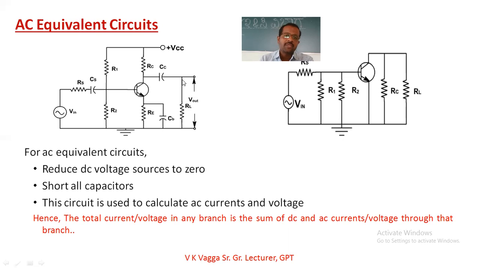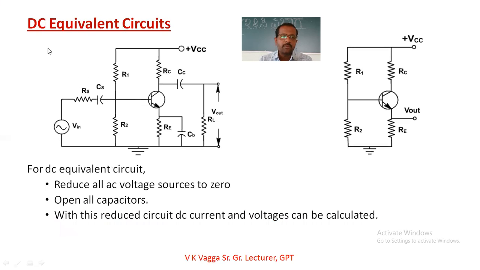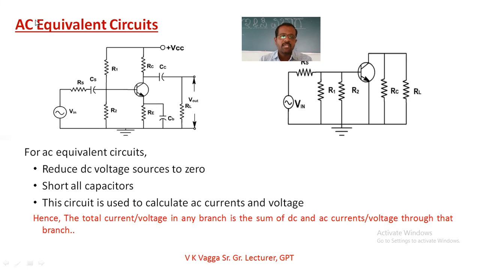Understood? It's very simple to remember. If you want to obtain the DC equivalent circuit, all the AC voltages are to be made 0 and all the capacitors are opened. In the same way, if the AC equivalent circuit is to be obtained, all the DC voltages are to be made 0 and all the capacitors are to be short circuited. In this way, the AC equivalent circuit and the DC equivalent circuit can be obtained.